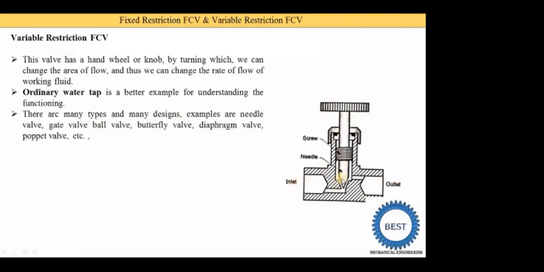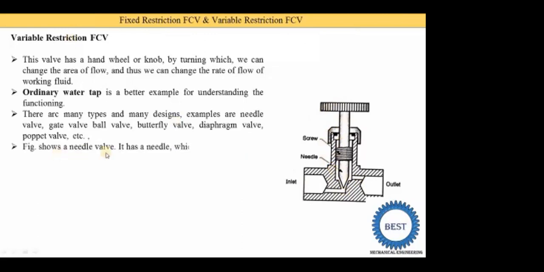So here you see this needle is completely down, so this area is closed. When we rotate it and the needle moves in the upper direction, the flow area is open and the fluid flows from inlet to outlet. Depending on the amount of opening, it depends on the number of rotations of this wheel. That's why we are able to change the flow rate. So it is called the variable restriction FCV.